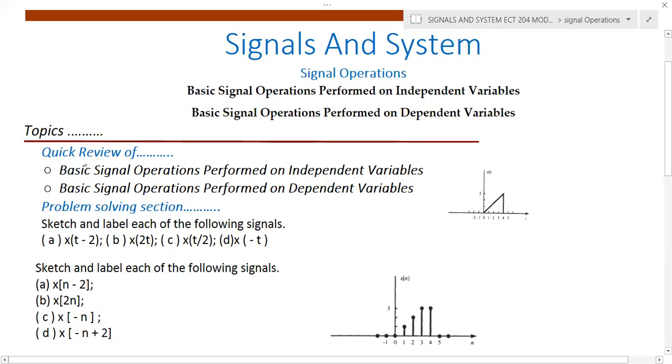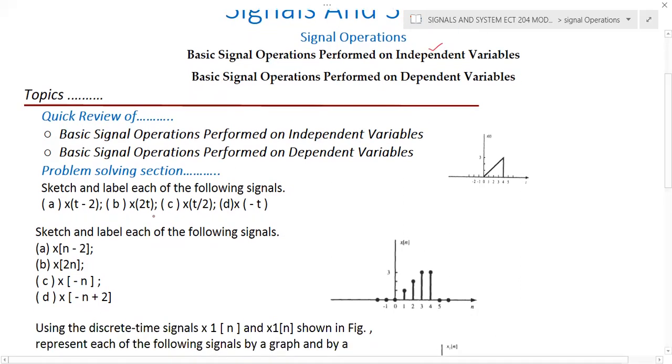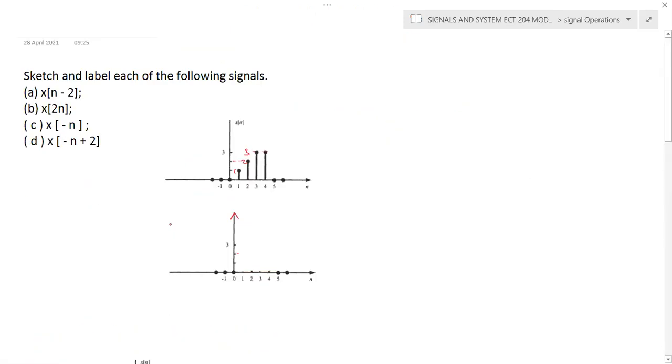This is a continuation of the previous lecture. In the previous lecture we already explained the signal operations based on the independent variable, and we discussed how we can transform the independent variable and what happens to the signal shape. Now we'll continue that problem solving section. After that we will do some problems related to the dependent variable.